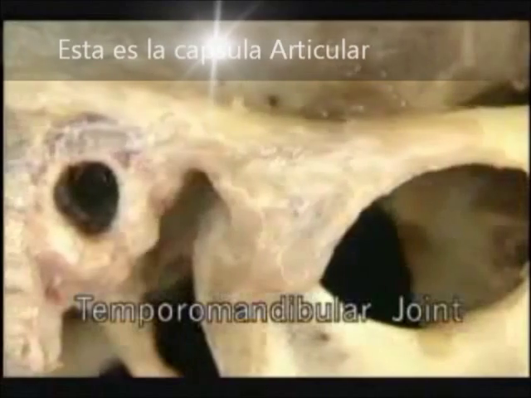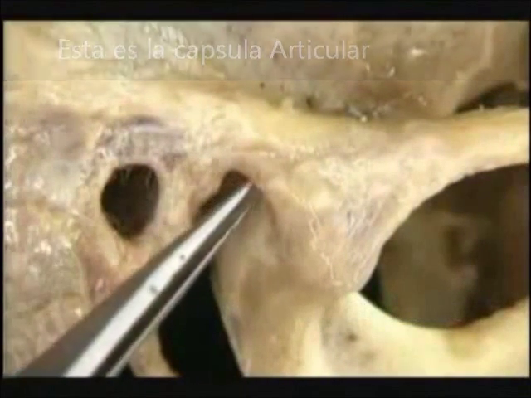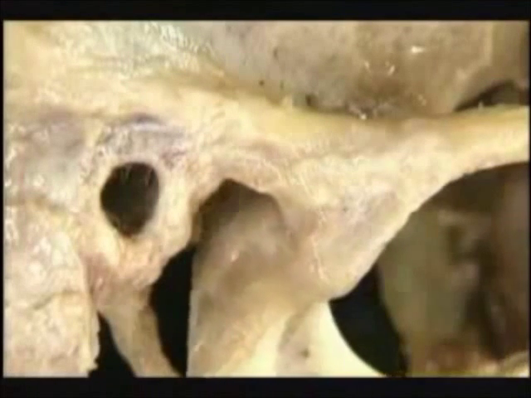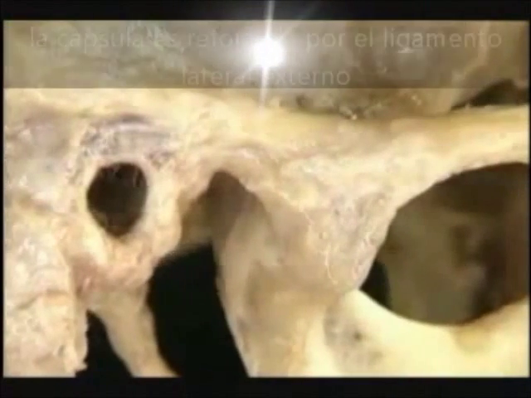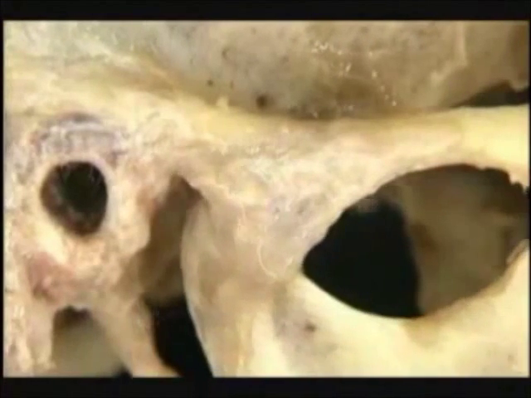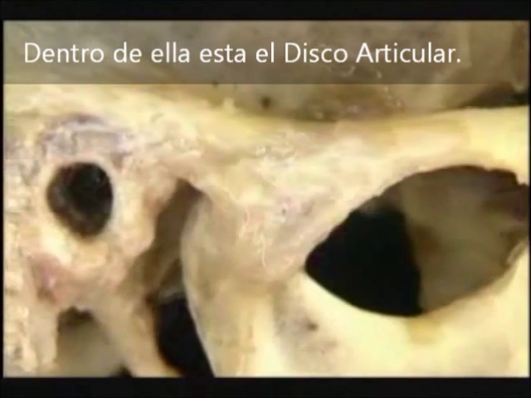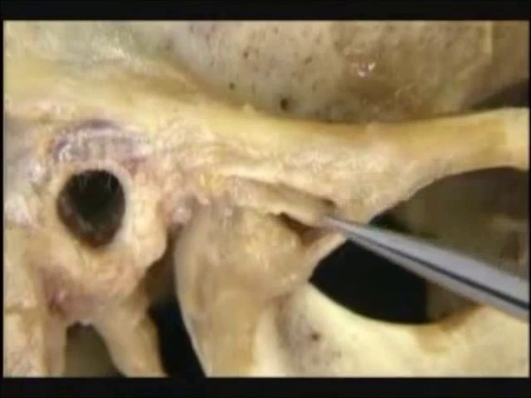Here's the temporomandibular joint with its joint capsule intact. Most of the capsule is thin and loose to allow the various movements that we'll see. On the lateral aspect, the capsule is thickened by this lateral ligament. The articular disc is inside the joint, here. To see it, we'll remove part of the capsule above and below it.